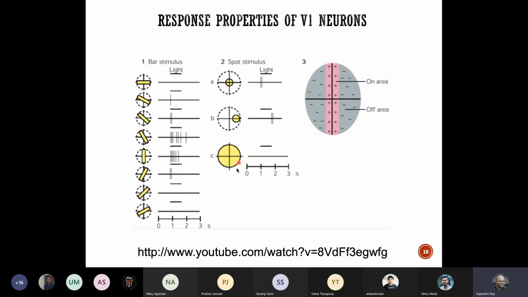If you actually present uniform light throughout the receptive field, you barely get any response. So these neurons are very selective to spots of light and bars. Okay. And as we go from one visual area to another, the responses become more and more sophisticated.